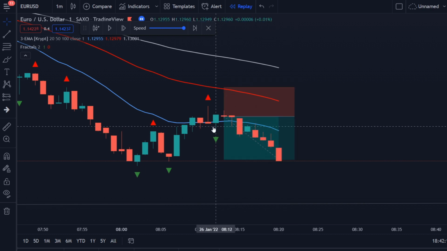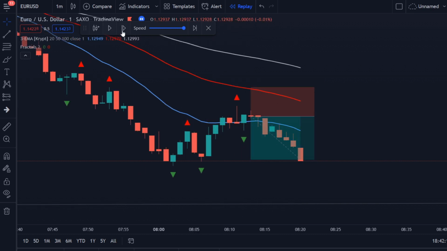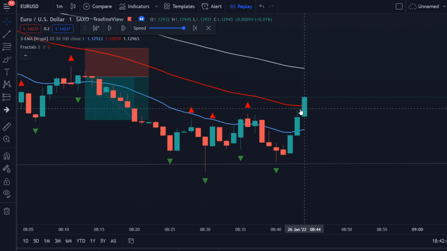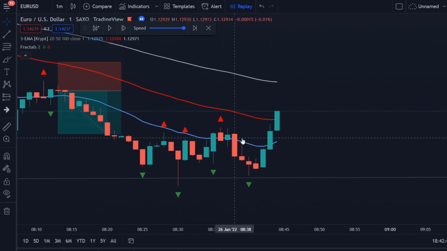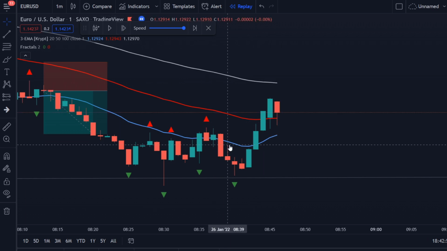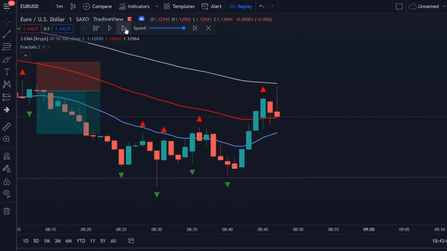But let me show you another situation. What do you do when the price also crossed the 50 exponential moving average? That happens as well. But what do we do next? So as you can see, it has crossed the 50 exponential moving average. So we still wait for our fractals indicator sell signal, as long as the 20 is below the 50 exponential moving average and the 100, of course.